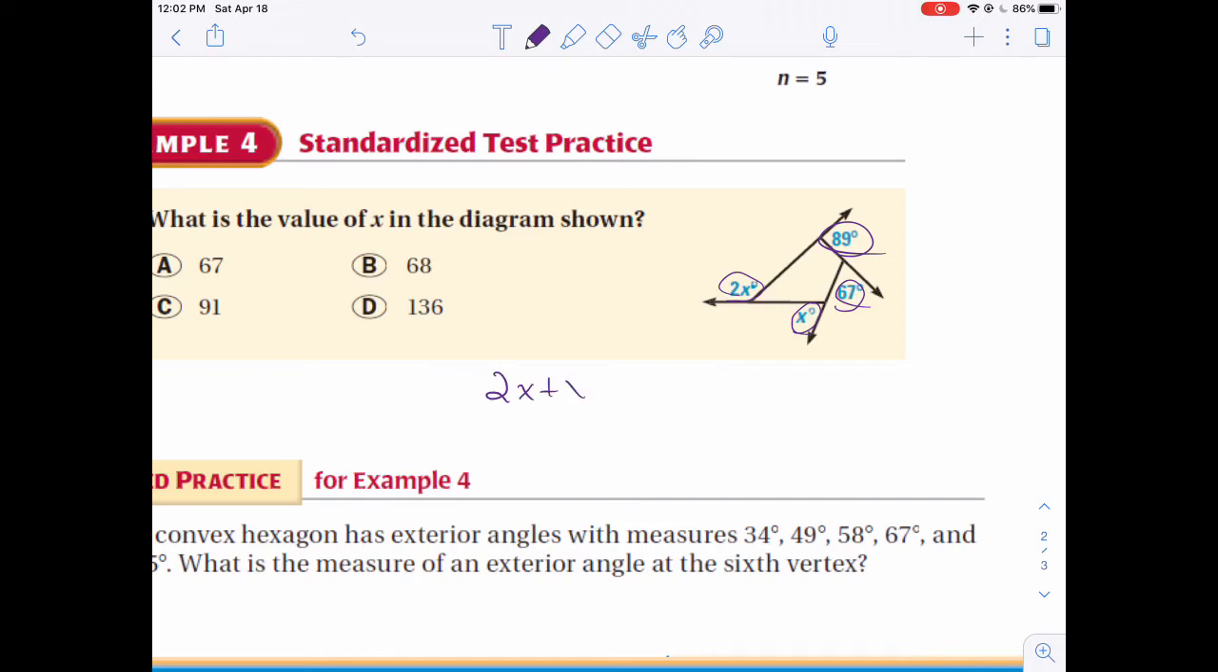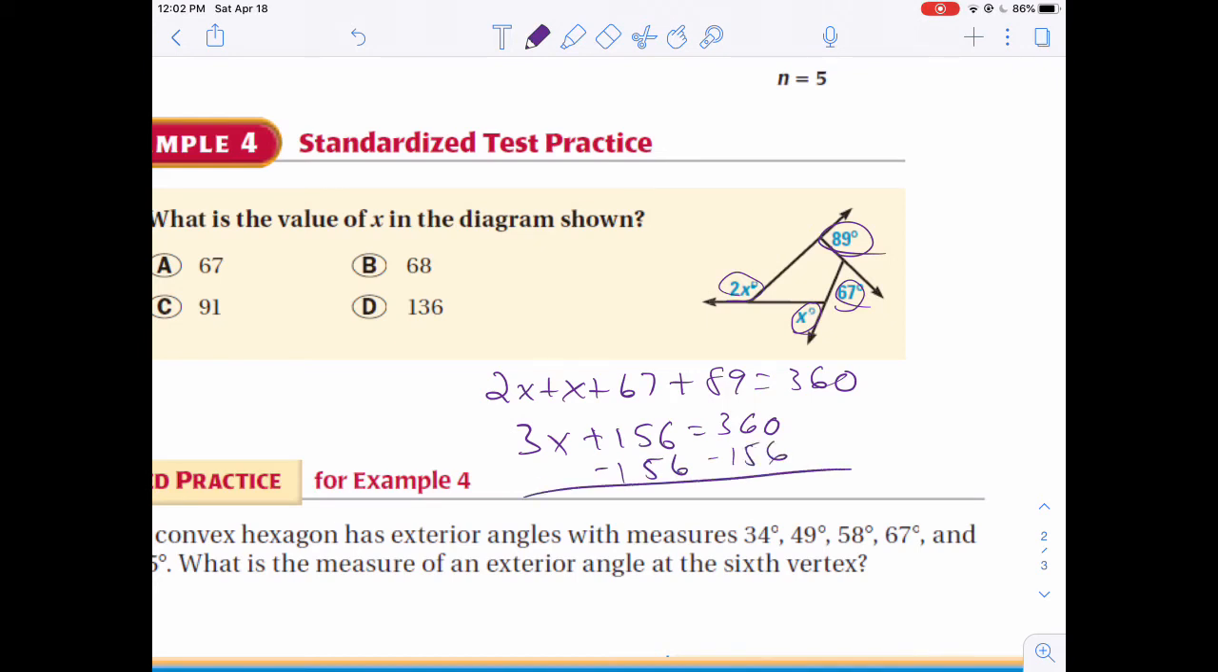2x plus x plus 67 plus 89 equals 360. If there were 5 sides, 6 sides, 20 sides, it'd still be 360. All right, we add up the x's. I got 3x, 67, 89. Let's see, 6 and 9 is 15, so 156 equals 360. I subtract 156. Now I'm going over to the right here. 3x equals, let's see, 204. Divide by 3, x equals 68 degrees. And that's choice B there.